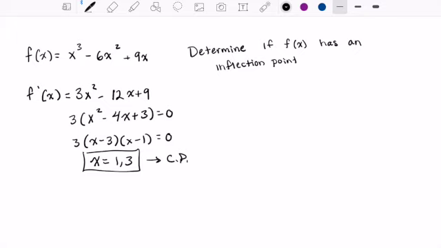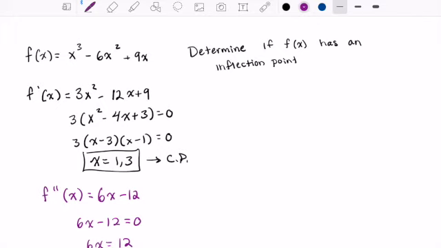But for the second derivative test, to see if we have an inflection point, obviously I need to take the second derivative. So when we take the second derivative of this function, we wind up with 6x minus 12. Now, to see where we have a potential point of inflection, I'm going to set my second derivative equal to 0. So we have 6x minus 12 equals 0. Go ahead and solve for x. So we wind up getting x equals 2.